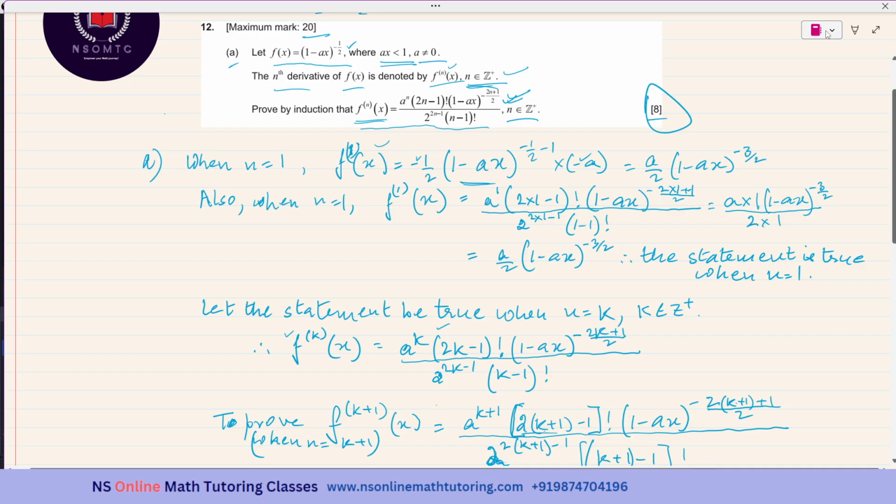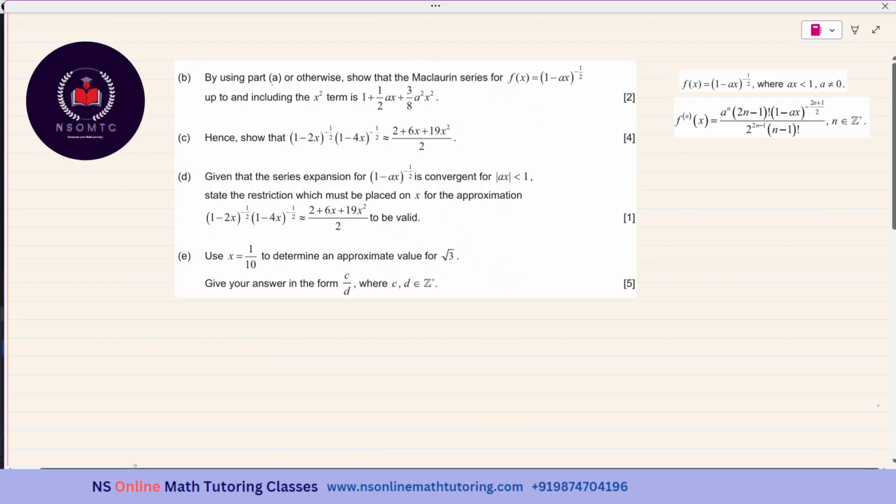Subpart B. By using part A or otherwise, show that the Maclaurin series for f of x equal to 1 minus x raised to the power of negative half, up to and including the x square term, is this. It is containing 2 marks. And f of x is this, and the nth derivative of f of x expression was this one. So subpart B, what is the Maclaurin series?